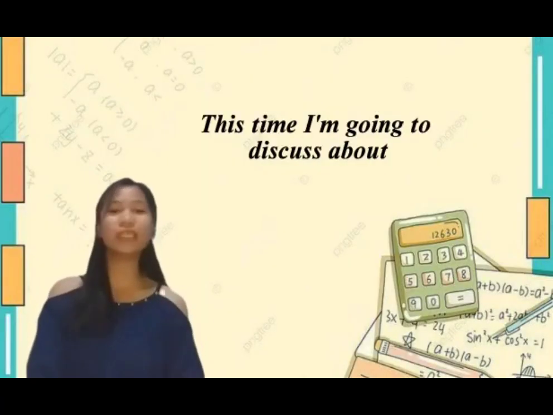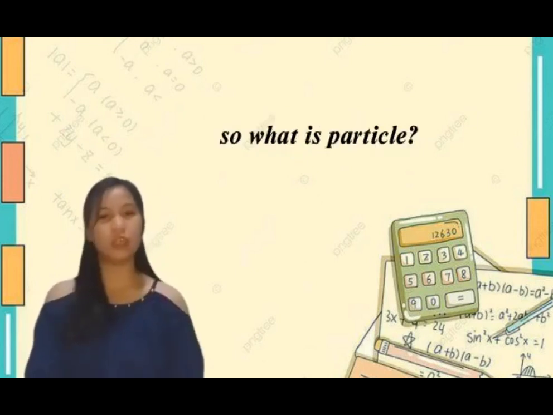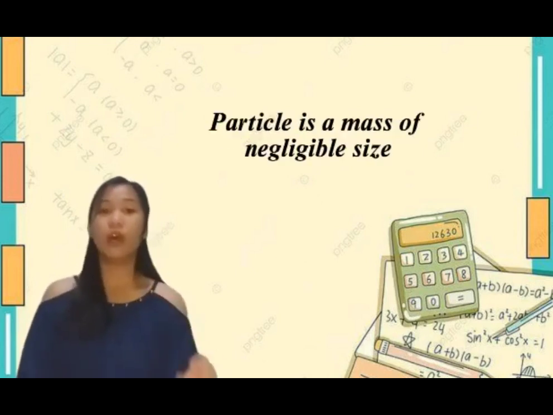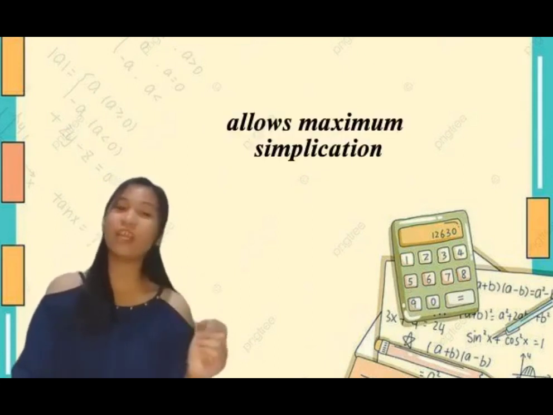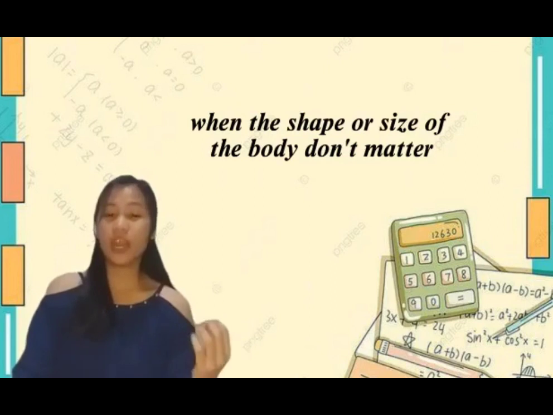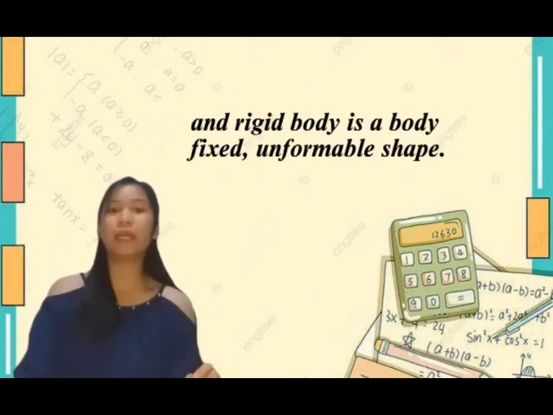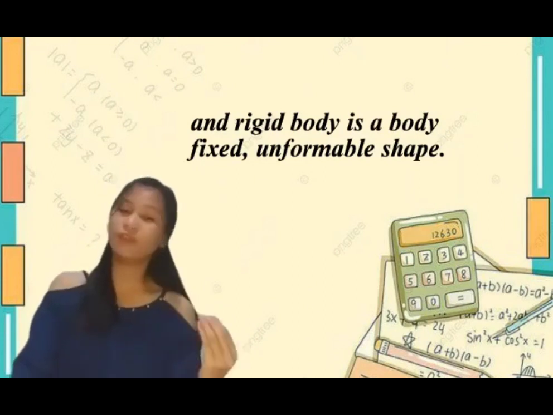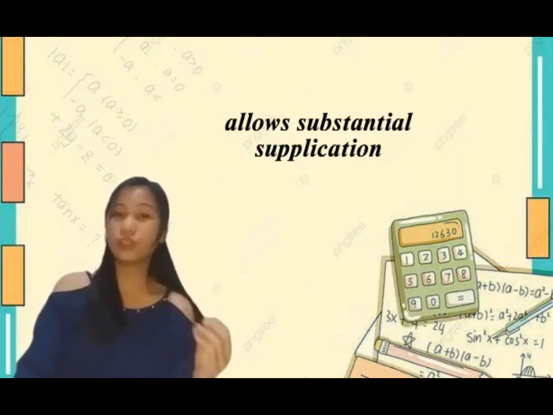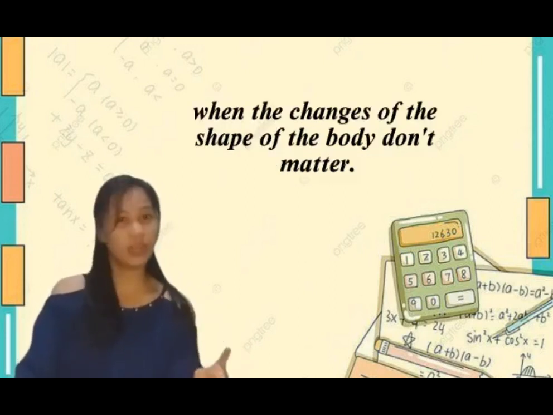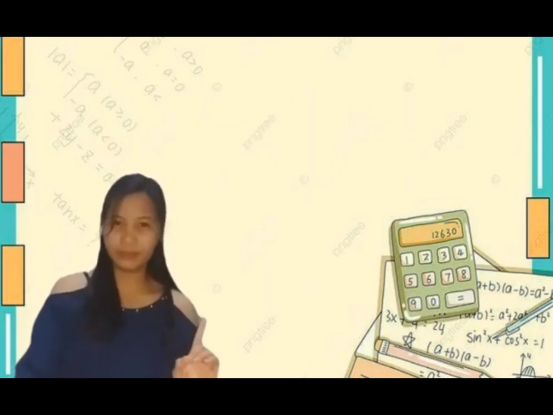This time, I'm going to discuss particle versus rigid body. So what is a particle? A particle is a mass of negligible size, which allows maximum simplification when the shape or size of the body doesn't matter. And a rigid body is a body of fixed, undeformable size, which allows substantial simplification when the changes of the shape of the body don't matter.